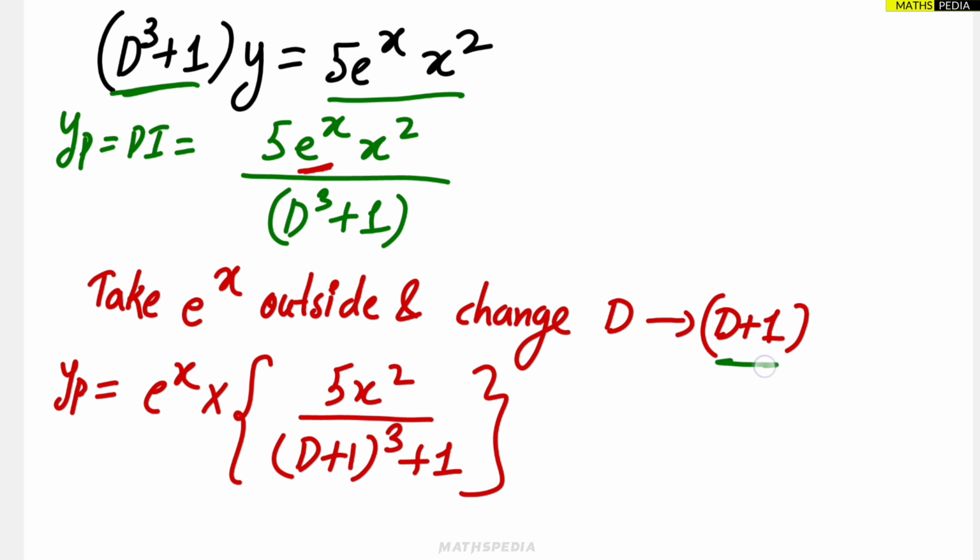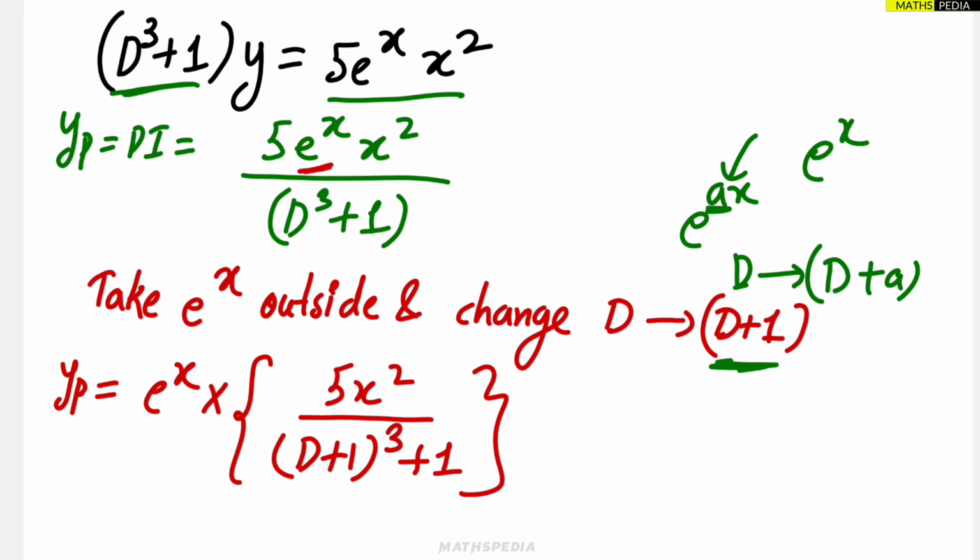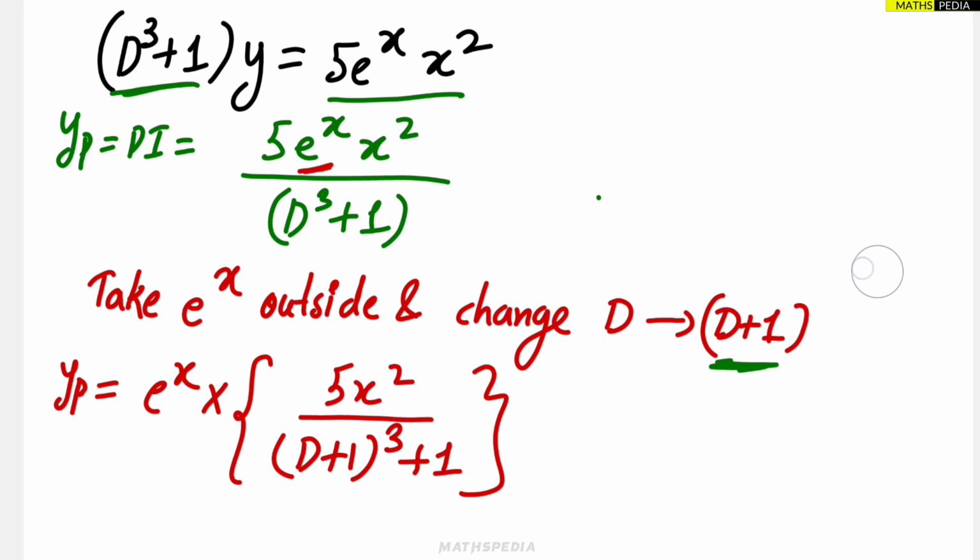The thing is that from where I got this e power ax form, d has to be changed to d plus a, where a we have to check. In the question, e power x we got, right? We didn't get e power 2x. If we got e power 2x, you have to change it to d plus 2. If you got e power 3x, you have to change it to d plus 3. It depends upon e power ax. Now in this question it was d e power x, so a is nothing but 1. So that's why it is being changed into d plus 1.